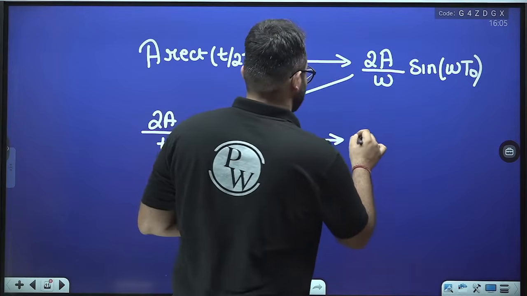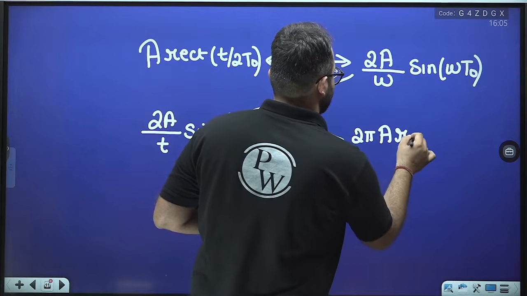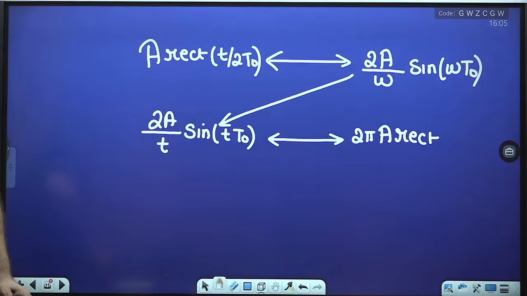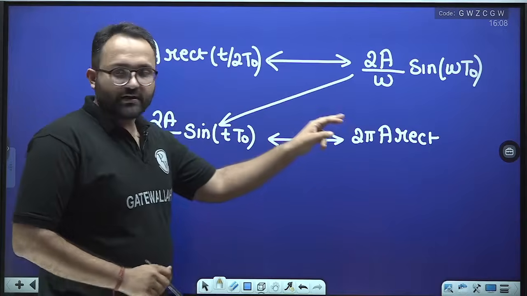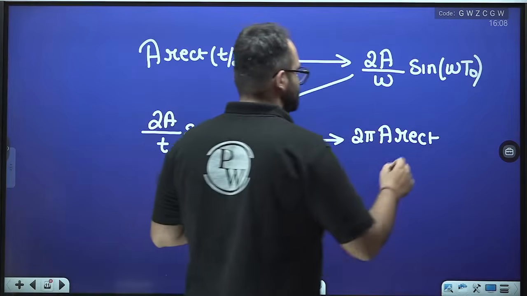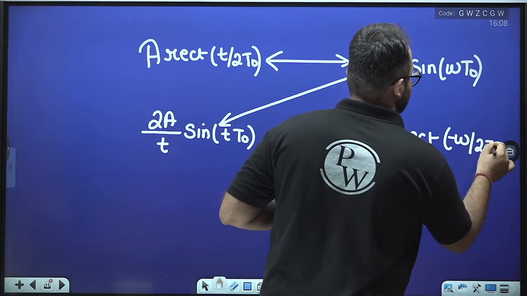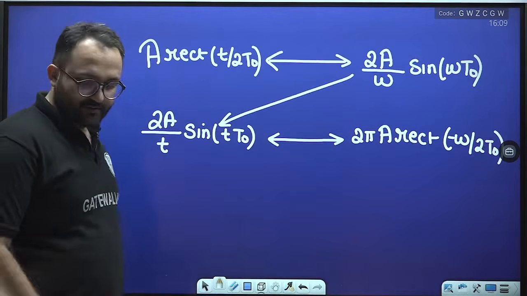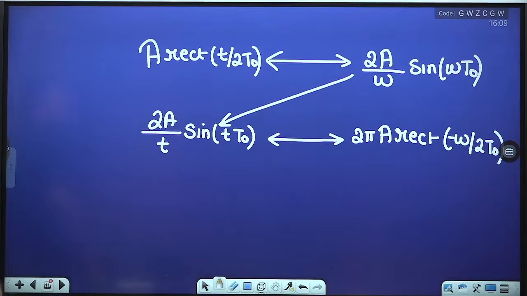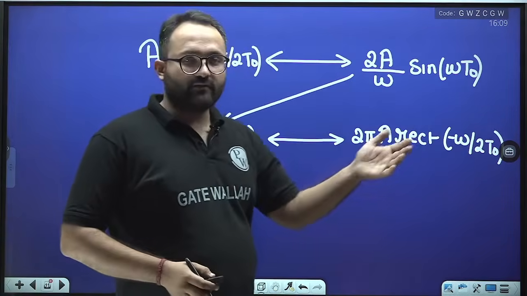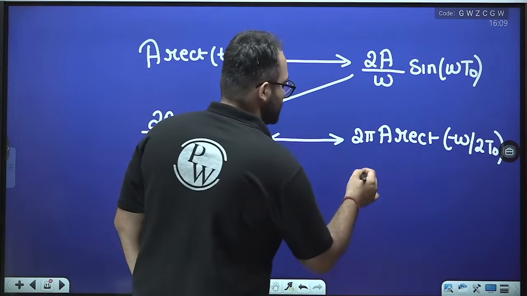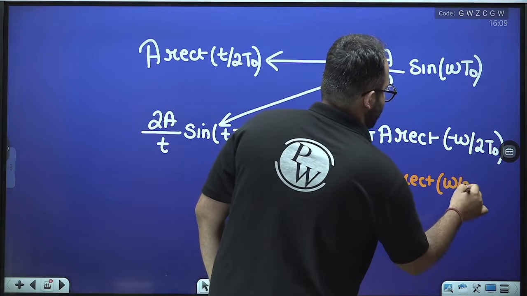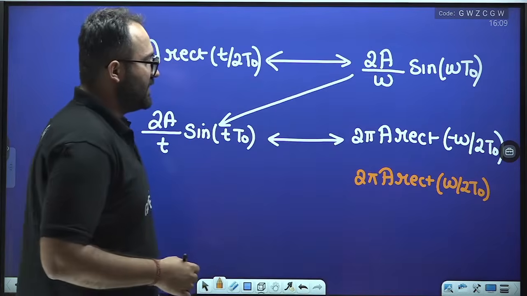the result will be 2 pi A rect of, so here, children, we will put minus omega in place of t, upon 2 t naught. And you have seen, children, that rect is an even signal, the rectangular signal is an even signal. So since the rectangular signal is an even signal, we can replace this minus omega by omega itself. So the result will be 2 pi A rect of omega by 2 t naught.